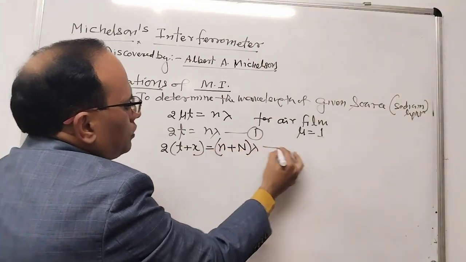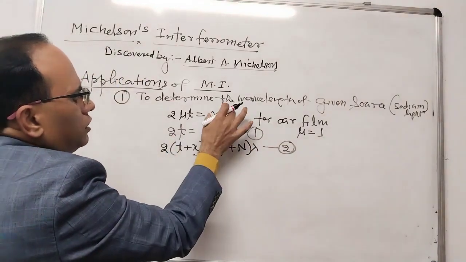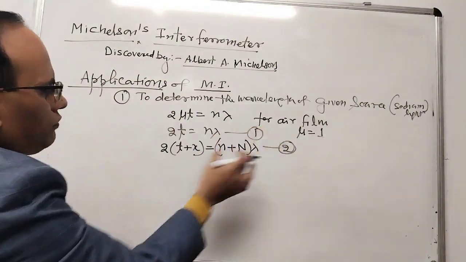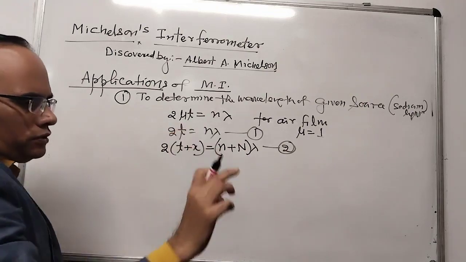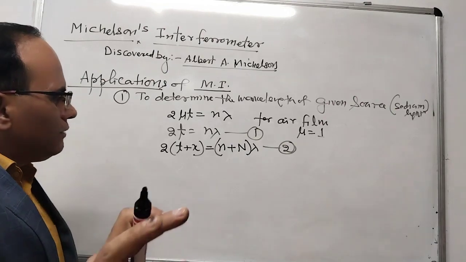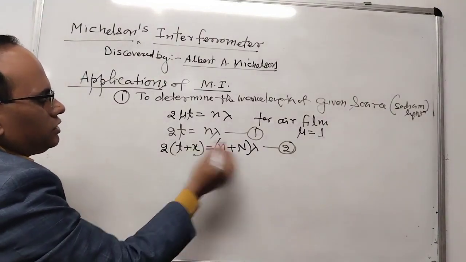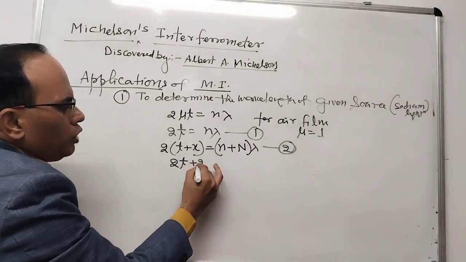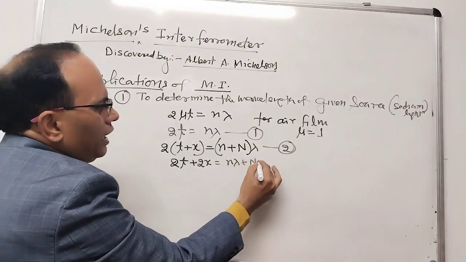So lambda is the same. Now understand this. This is the path difference condition, and this is the maximum condition, n lambda. This is the path difference, and mu is 1 because it is an air film. When we put the film in one of the interfering waves, the fringes are shifted. In that case t plus x is the distance. So we can solve this. Let us say 2t plus 2x equal to n lambda plus small n lambda.